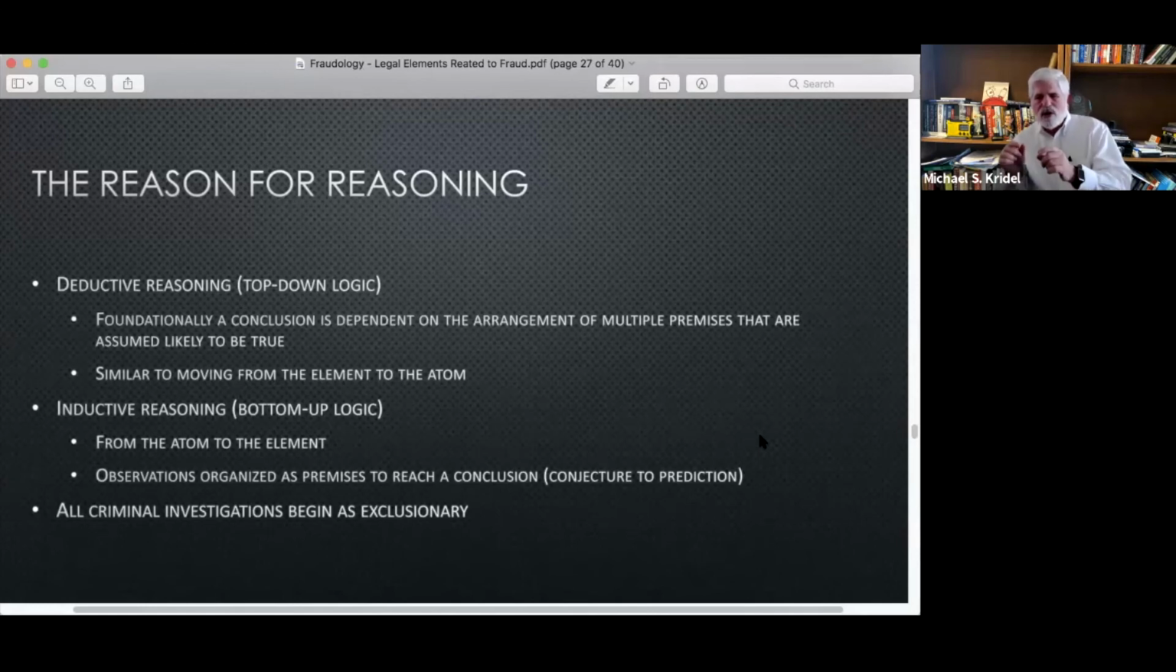And you need to be able to explain this to the people, whoever you're working with, as well as possibly juries. So know the difference between deductive reasoning, which is top-down, and inductive reasoning, which is bottom-up, starting perhaps with the perpetrator themselves. Next slide.